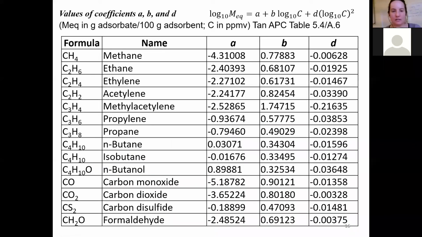So here's an example taken from your textbook with these coefficients of A, B, and D for the Freundlich isotherm for different gases on activated charcoal. So say you want to adsorb propane, you have here the values of A, B, and D. You plug them into this expression, and then for the concentration, you can calculate just from this simple empirical expression how many grams of propane the activated charcoal could hold at equilibrium.